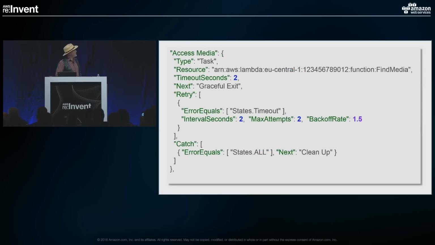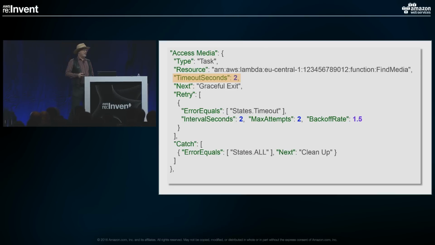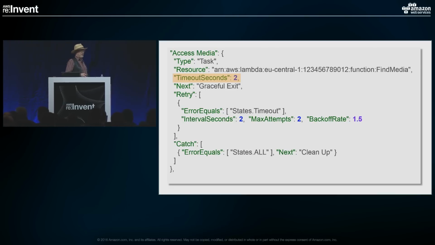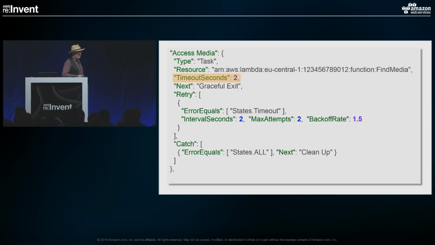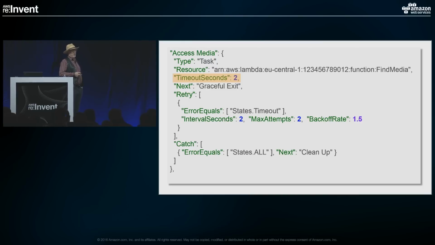Anyhow, let's look at the JSON that you have to write to accomplish this. OK, so this time we have a state called access media. And it runs a Lambda, just like everything else we've seen here. Only it has a new field we haven't shown you yet, which is a timeout. So this says that Lambda is only given 2 seconds to complete its work. And should that pass, it will be failed with an error code of States.Timeout.